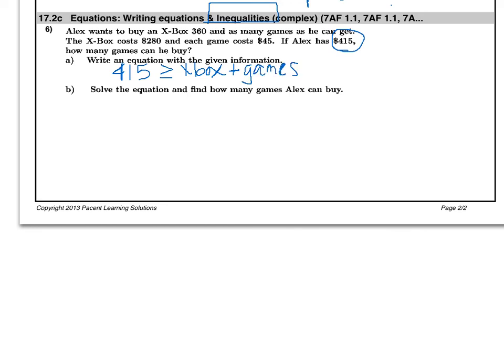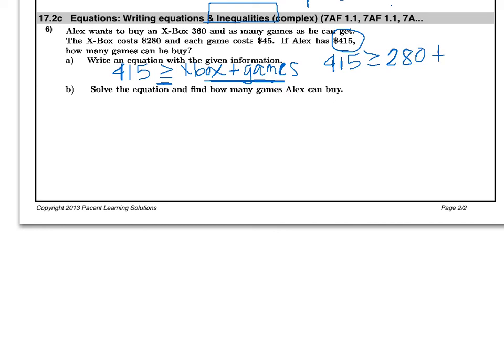This is how I work out finding the official equation. Okay, so 415 has to be the greatest amount of money that he has, or he can spend less. So if you read it the other way, the Xbox and the games are less than or equal to 415. Okay, now let's add our numbers in. So we have our 415. We have the sign we need. And we know the Xbox costs $280. We know we're adding it to the games. So think about it for a minute.